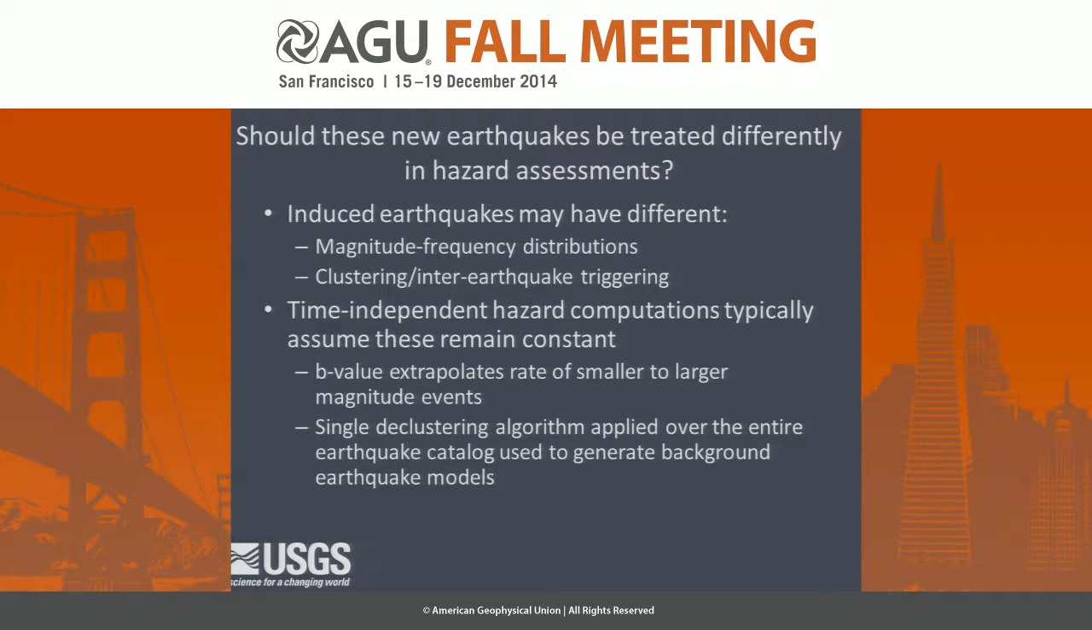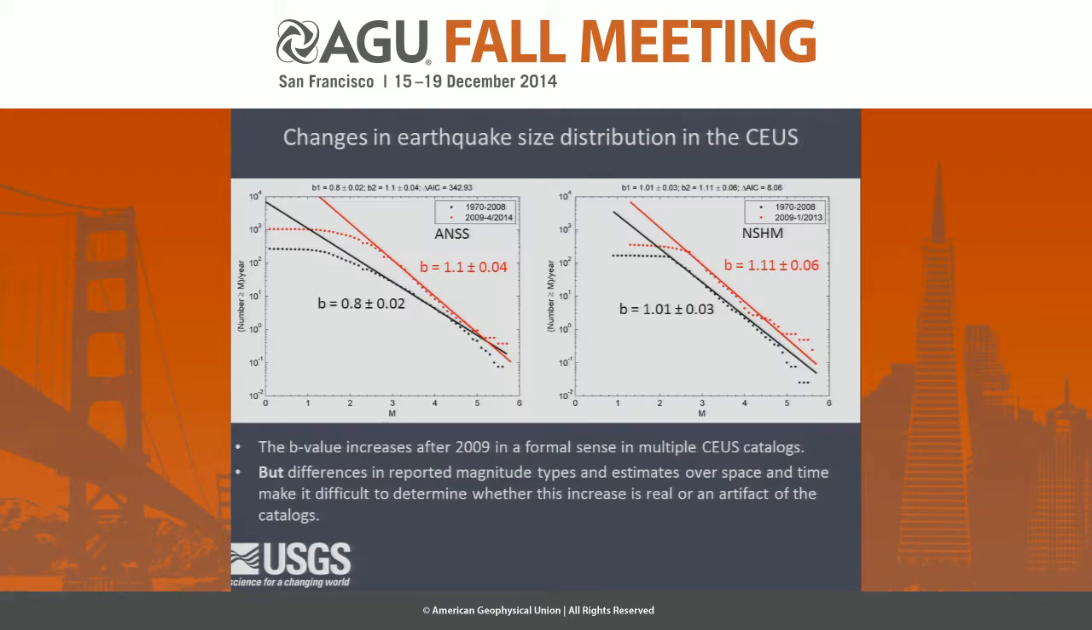And so these characteristics are important to consider because usually time-independent hazard computations assume that these things remain constant over time. So if there are, in fact, changes in these parameters, they might be causing changes in hazard that may or may not be entirely accurate. So let's start off by taking a look at the earthquake size distribution, the magnitude frequency distribution, in the CEUS catalogs.